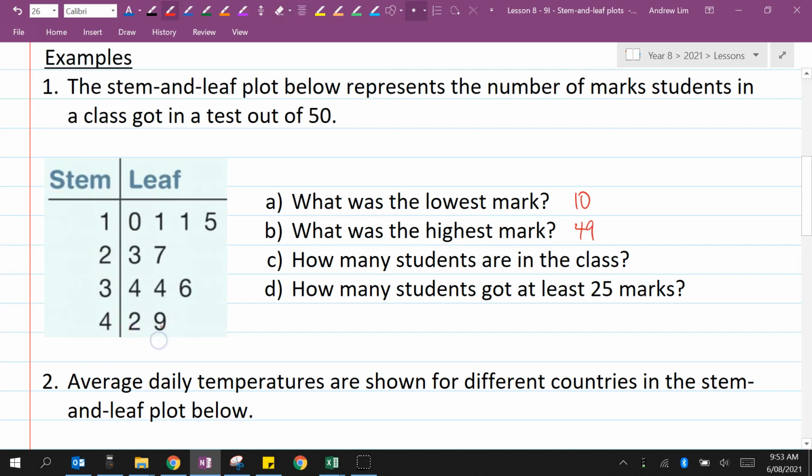Alright, how many students are in the class? Well, if this person got 10, this person got 11, this person got 11, this person got 15. Technically, that's 1, 2, 3, 4 people already. If we were to count all the numbers in the leaf, just how many there are, that tells us how many students are in the class. So that's 4 at the top, 5, 6, 7, 8, 9, 10, 11. There are 11 students in this class.